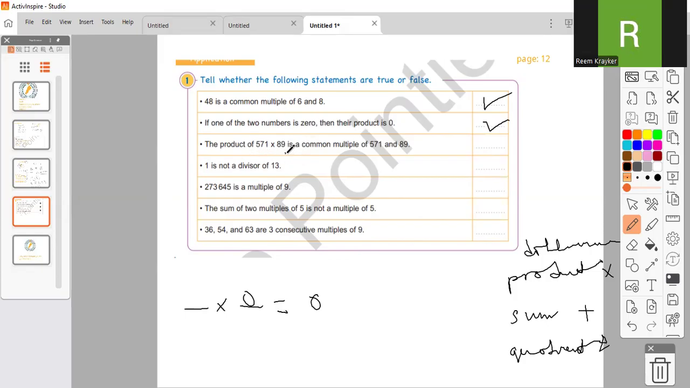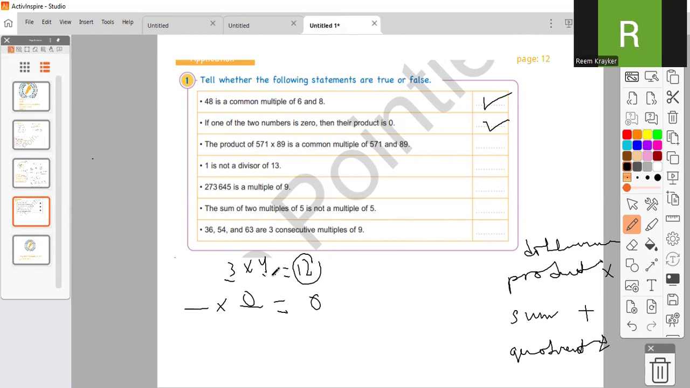The product of 571 times 89 is a common multiple of 571 and 89. What does this mean? If you have two numbers and you multiply them by each other, their product will be a common multiple of these two numbers. Let's take small numbers, because these numbers are big, you will not understand. Let's take, for example, 3 and 4, the ones we took before. Let's write 3 times 4, which is 12. So the product, which is 12, will be a common multiple of 3 and 4.